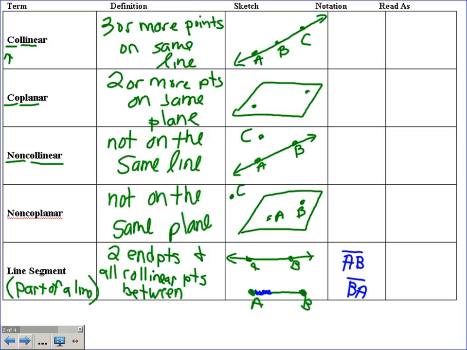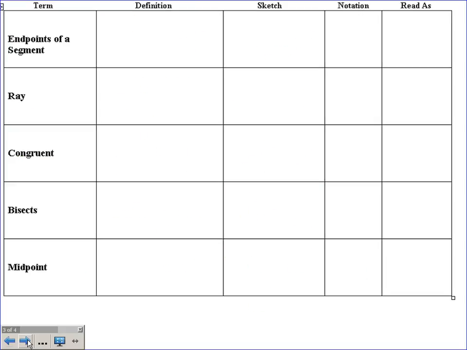Can we go to the next page? Yep. We're getting there, guys. I know. This is my least favorite thing to do. Okay.